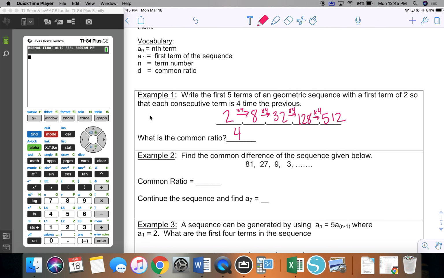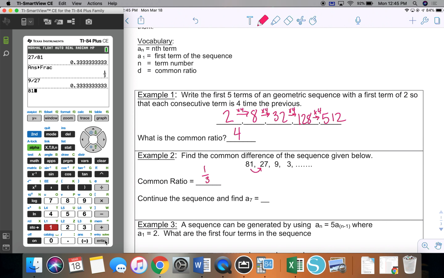So in example 2, they've asked me to find the common difference of the sequence below. So when I go from 81 to 27, that gets considerably smaller. So if I take my ratio, maybe try to figure it out. So I have 27, and I went from 81 to 27. That gives me a ratio of 1/3. Let me try it again. So 9 divided by the term that was there previously. And that gives me the same thing. So my common ratio is 1/3.